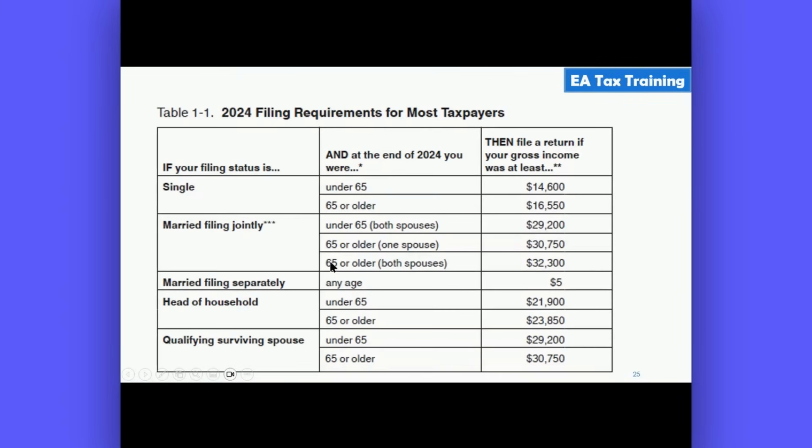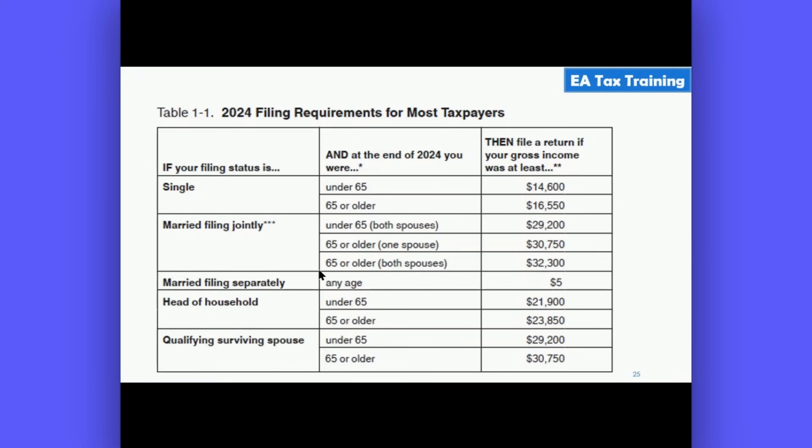Or going back to this other chart, they'll have questions here. They'll say that a particular married couple is under age 65 and they have $25,000 of gross income. Do they need to file a return? And then you would need to know that no, because it's under $29,200, they do not need to file a return. So they are going to ask those types of questions on the exam.